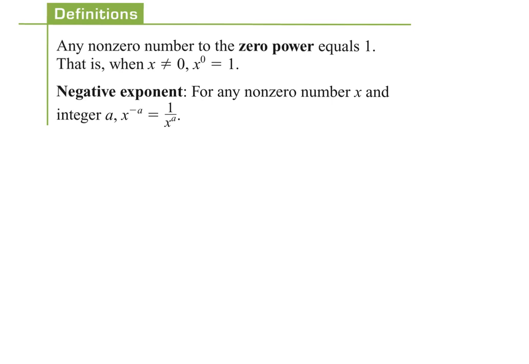The next property is called a non-zero number to the 0 power equals 1. All right, a non-zero number to the 0 power equals 1. So when x does not equal 0, then x to the 0 power equals 1. All right, so why does this work? We're actually going to use expansion, and we're actually going to use division here.